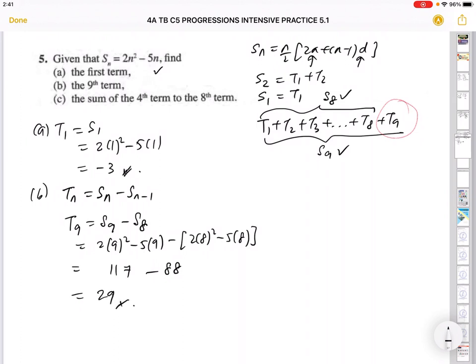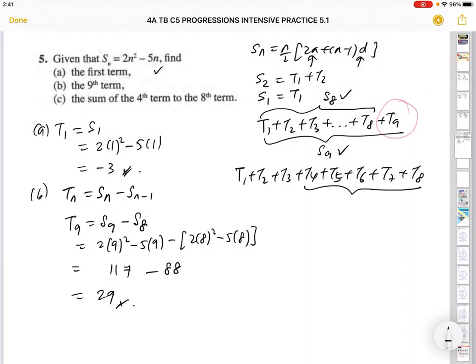That's part B. For part C, I want to find the sum of the fourth term to the eighth term. Let me explain the concept again. T1 plus T2 plus T3 plus T4 is the first four terms. Let me go on: T5, T6, T7, T8. Again, I want to find T4 to T8. I don't want the whole thing. Like just now I wanted T9, now I want T4 to T8.